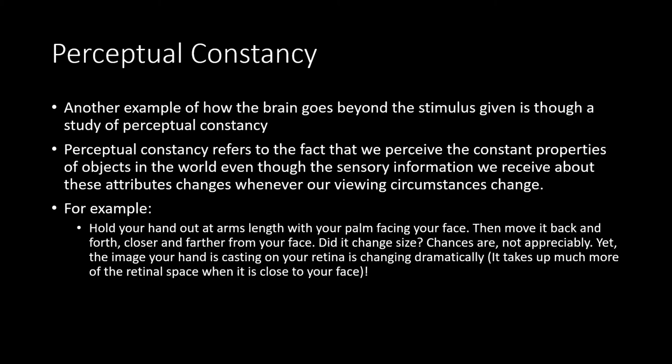Yet if you think about the image that's being cast on your retina, it's changing quite dramatically. When your hand is close to your eyes, it basically is taking up a huge section of your retina. But when you move it far away, well, relatively far, arm's length, it takes up much less space on your retina. So in a way, the image cast is smaller when it's far away and much larger when it's close together. Yet you don't perceive your hand as changing size. You don't perceive it as growing when it comes close to your face and shrinking when it goes away. This is an example of perceptual constancy, or more particularly, size constancy.